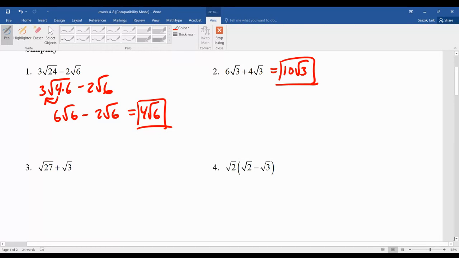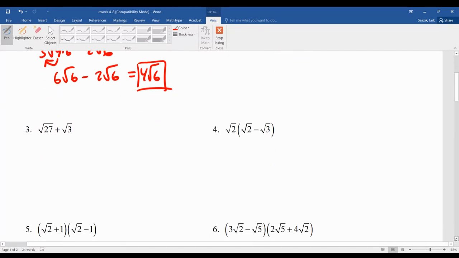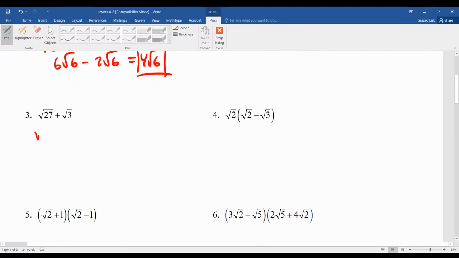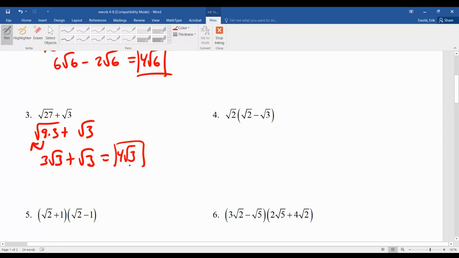Number 3, you don't have like terms, but you can simplify the 27. Break it up to 9 times 3. This comes out as 3 root 3. Now remember, don't make that mistake. There's an invisible 1 here. So when you combine these, you end up with 4 root 3. We've been doing that for a few days now, those 3 problems.